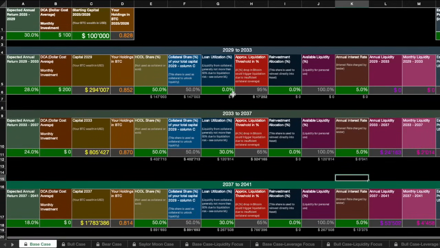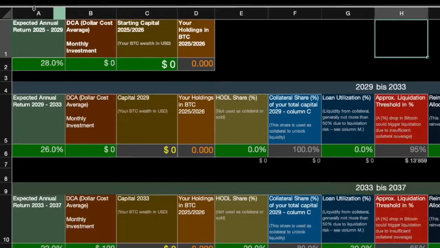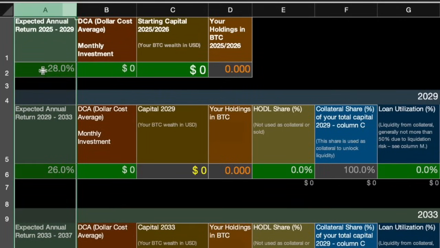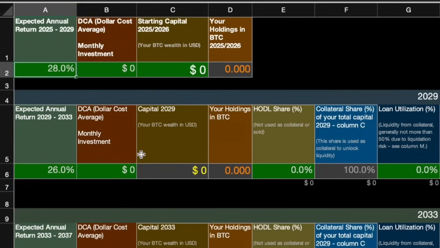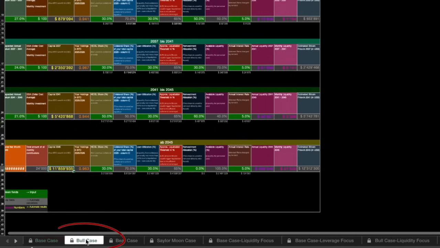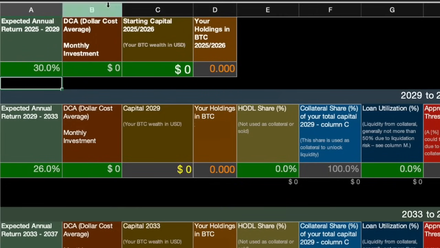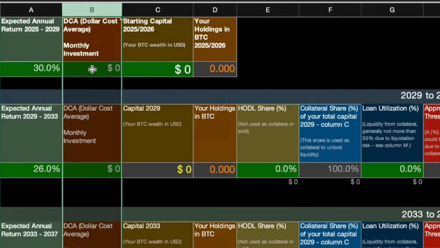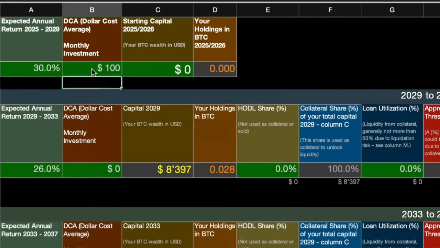In the top left, you start by entering your expected annual return for the first cycle, 2025 to 2029. For example, you might enter an annual growth rate of 30% or choose another value based on your outlook. You can also use the predefined scenarios at the bottom, more on that later. Right next to it, you can enter your monthly savings amount. For example, if you're contributing $100 monthly via a savings plan, you input that here.